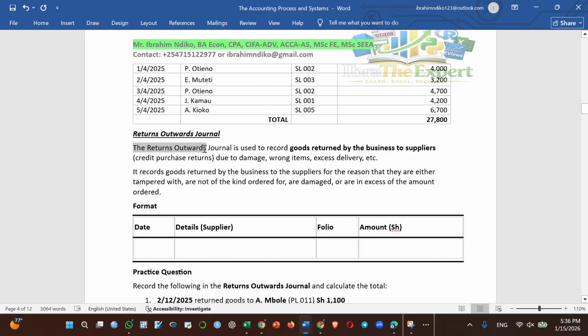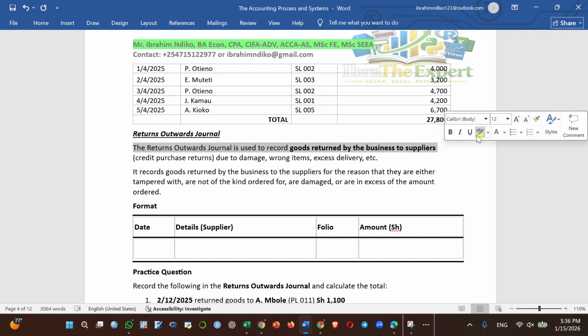Return outwards journal. This one is used to record goods returned by the business to the supplier. Sorry, by the business to the supplier. Now, what do you think could make the business return the goods to the supplier?